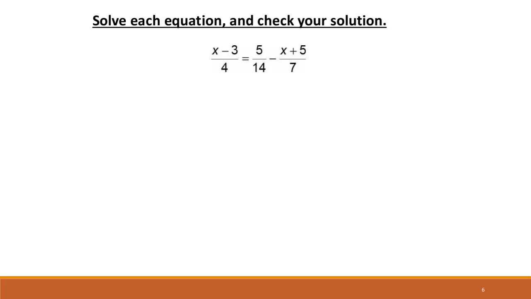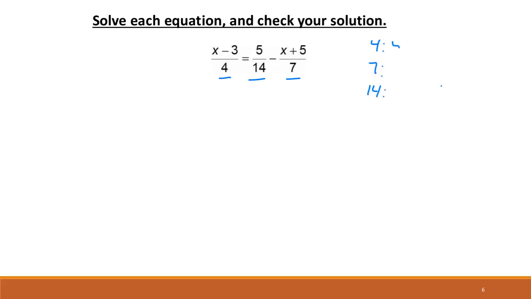So for this problem, the first thing that we would need to do is find a common denominator. So we have 4, 14, and 7. We can clearly see that the least common denominator here is 28. We find that by multiplying out until we find a number that all three numbers have in common.